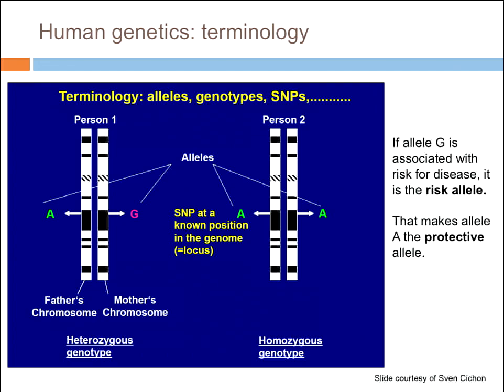Now, say I conduct an association study and I try to see: do people with the G allele more often have a neuropsychiatric disease? If that is the case, then we call the G allele the risk allele, whereas the A allele is the protective allele. The G allele creates risk for the disease; the A allele protects from the disease.